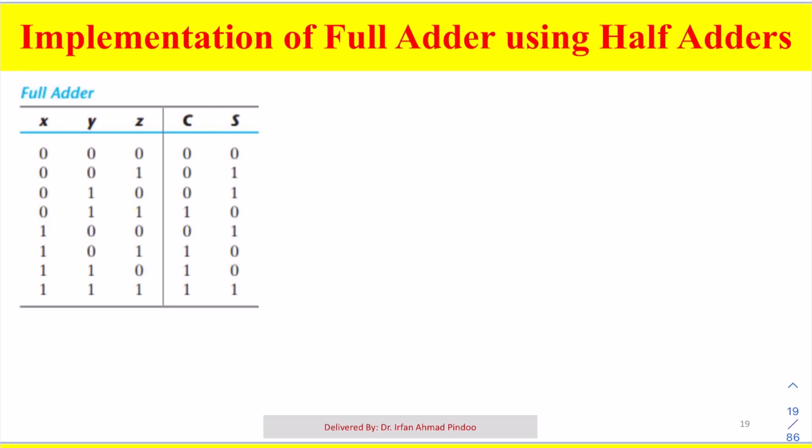Now what have we seen in the earlier class? The equation of sum was x XOR y XOR z, and the carry equation we got last time was xy plus yz plus zx. But in the last video, the logic diagram contained a lot of independent AND gates, 3 input AND gates, 2 input AND gates, and a lot of gates were used. In order to remove that limitation, we are using half adders in an efficient way so that a good hardware implementation diagram can be used for implementing full adder.